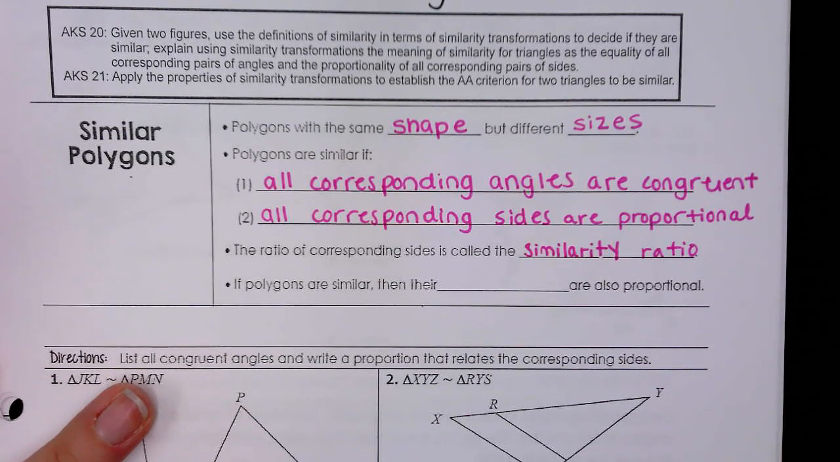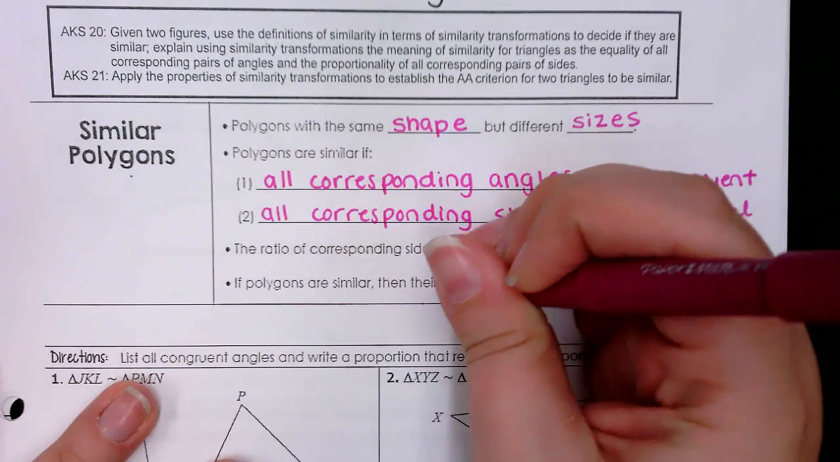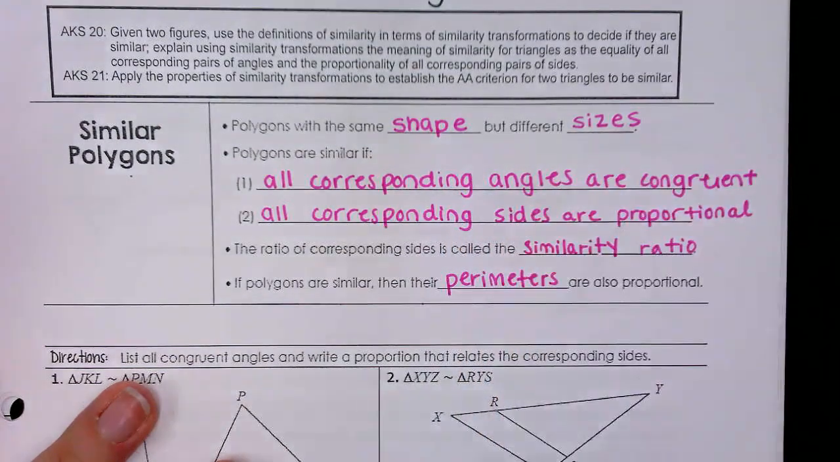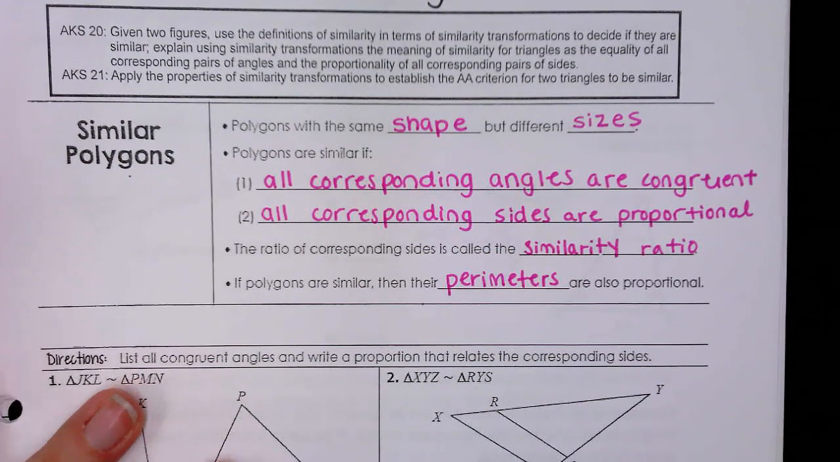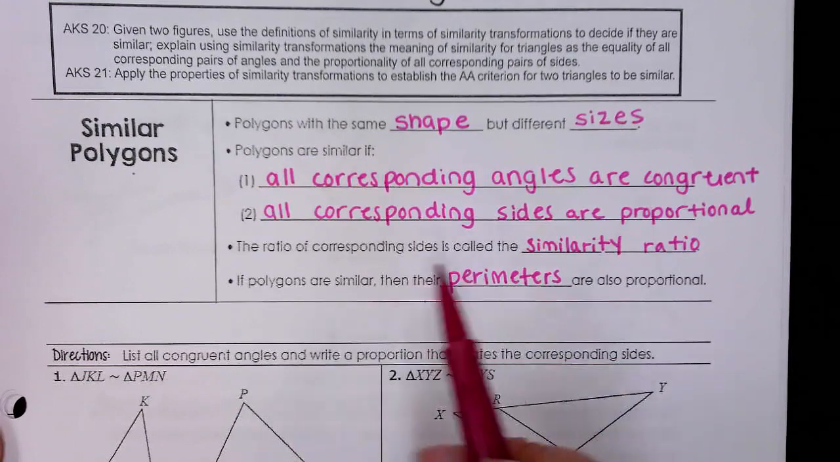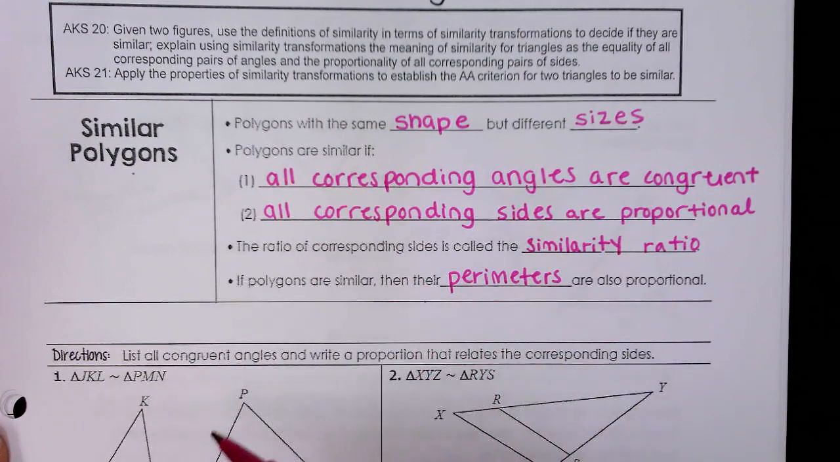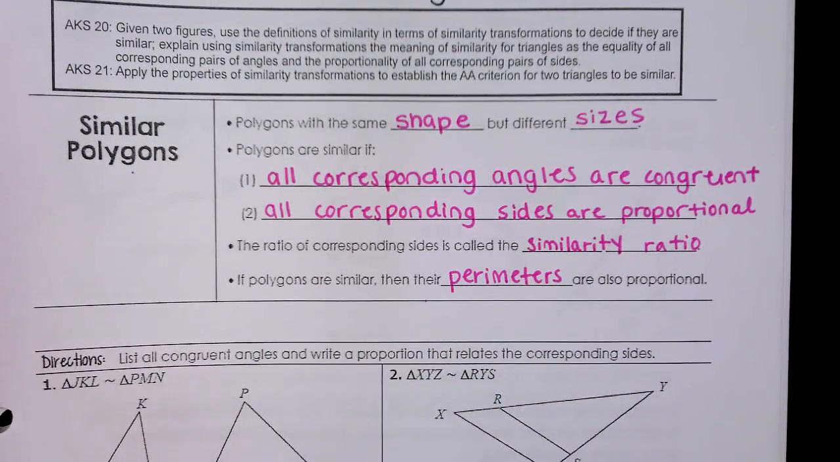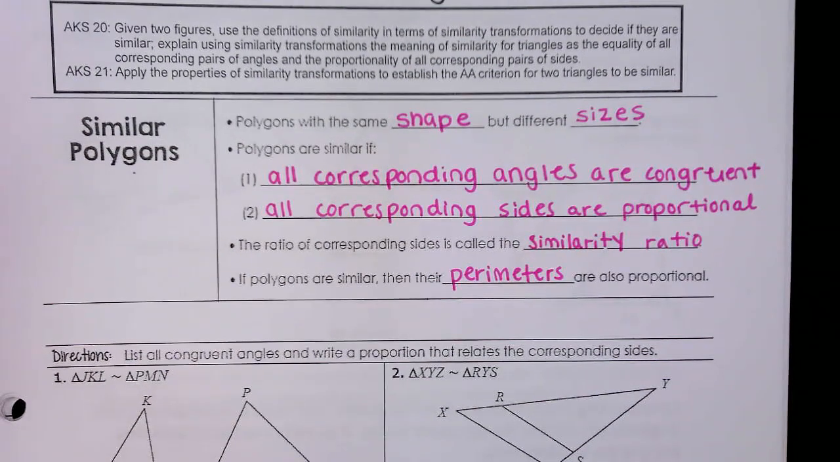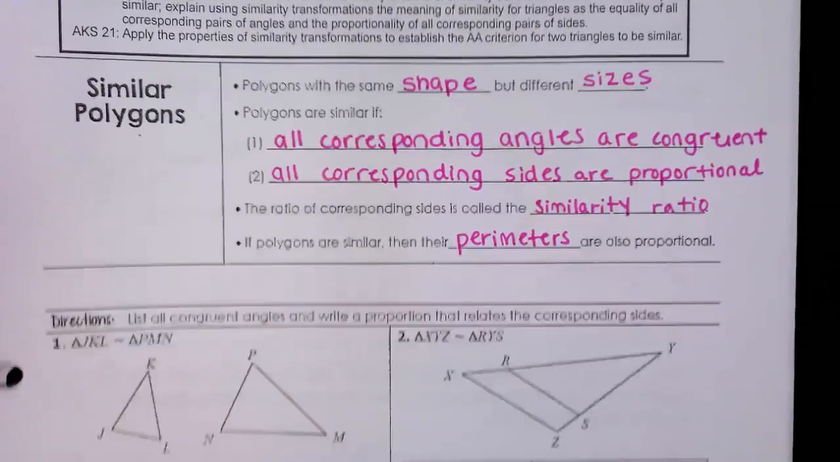If polygons are similar, then we can also say that their perimeters are also proportional. Remember, P is the sum of all sides, okay? So that's as we go around, you can think of it as like the fence around a polygon. So that means if two polygons are similar, their perimeters are also proportional to each other, just like the sides are.